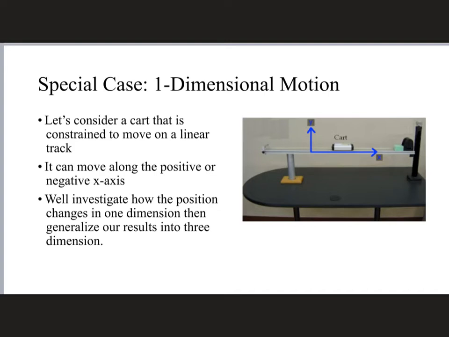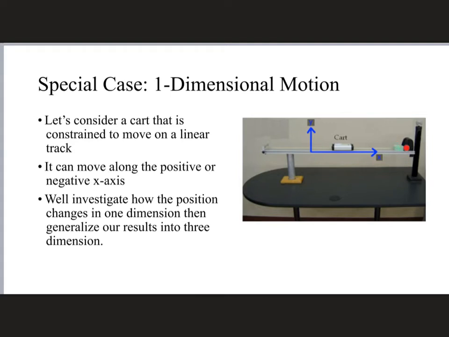You can imagine the idea of a cart which is able to move back and forth, but it's constrained to move only to the left or the right. So maybe it's on a track. On this track I have imposed an x, y coordinate system, but the cart can only move on the x values. This is an experimental setup.